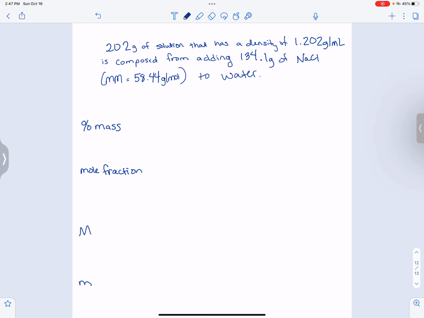So when we have a problem that has all this information and you want to change it into different units, it's inevitable that some of them are going to be much easier and faster than others to do the conversions. So we have percent mass, and that's first. Remember, that's the mass of the solute. And notice right here, we're doing NaCl. You're adding that to the water.